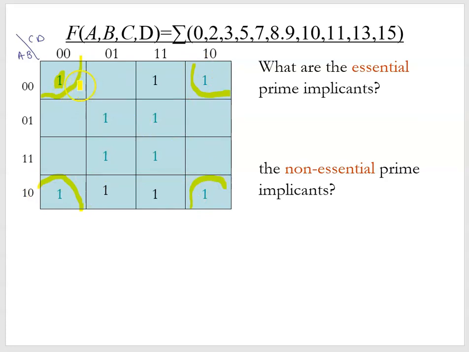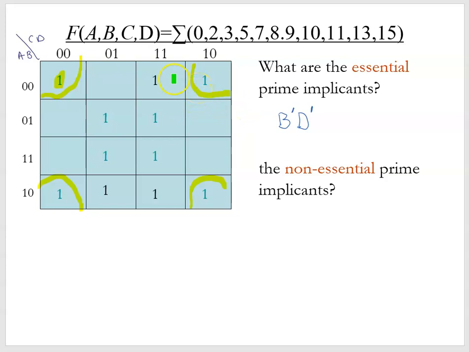But it can't be covered by anything else with 4 cells. So that becomes also an essential prime implicant. So this is our essential prime implicant, B prime, D prime. So now that we have that essential prime implicant, we'll go and look for another essential prime implicant.